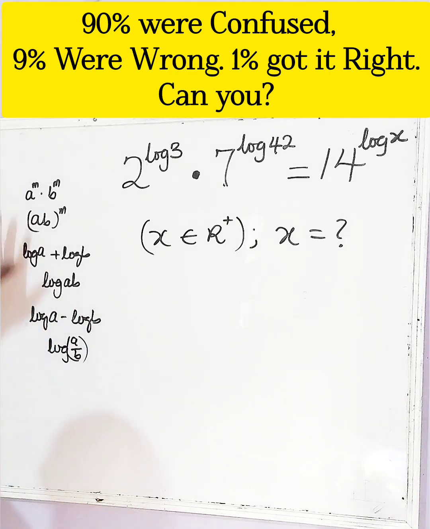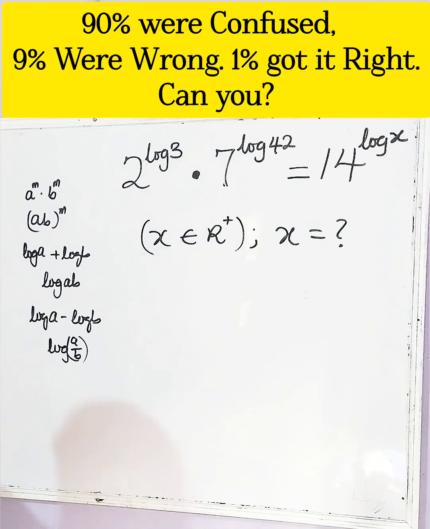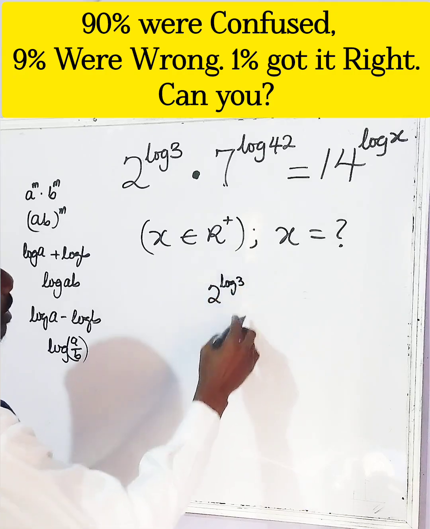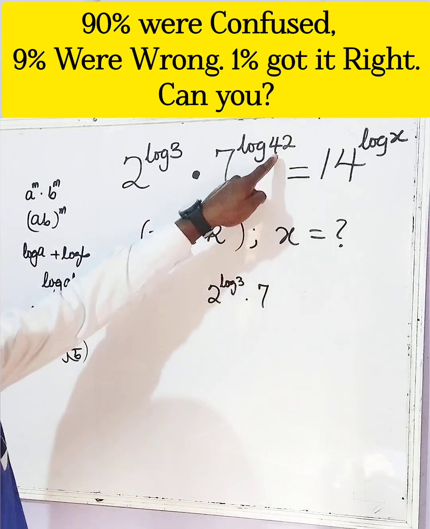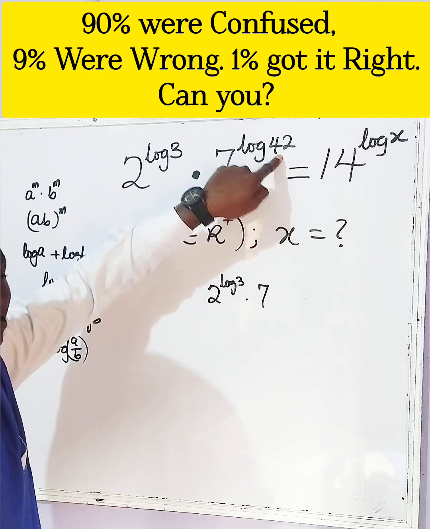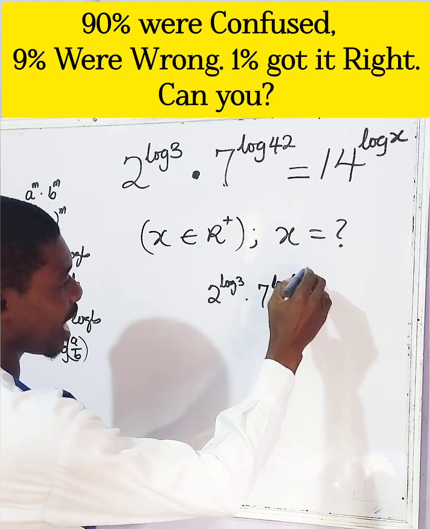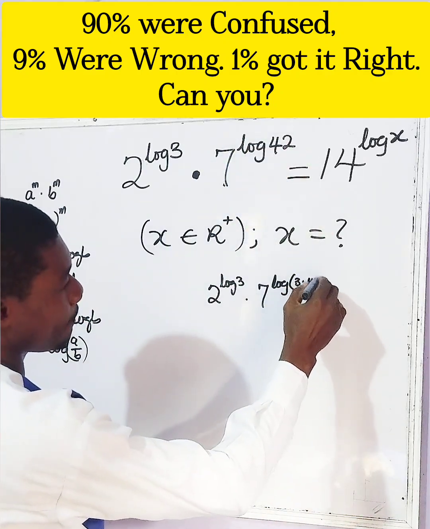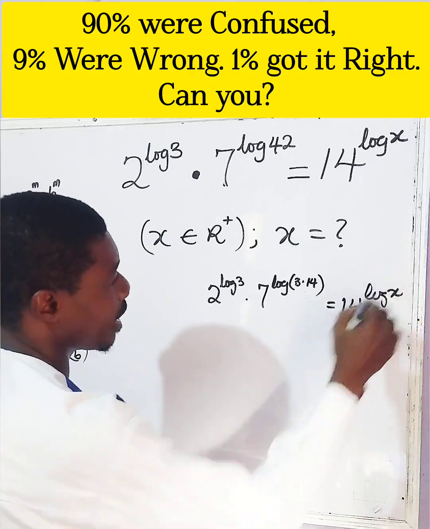Now, applying this law, we'll be using it to resolve the value of what? X. Now let us go first, let us break this down. Here we have 2 raised to log 3 times 7. Because I'm having log 3 here, I can factor out log 3 from here. So here we have log, then 3 times this 3, 14. Then equals 14 log x.